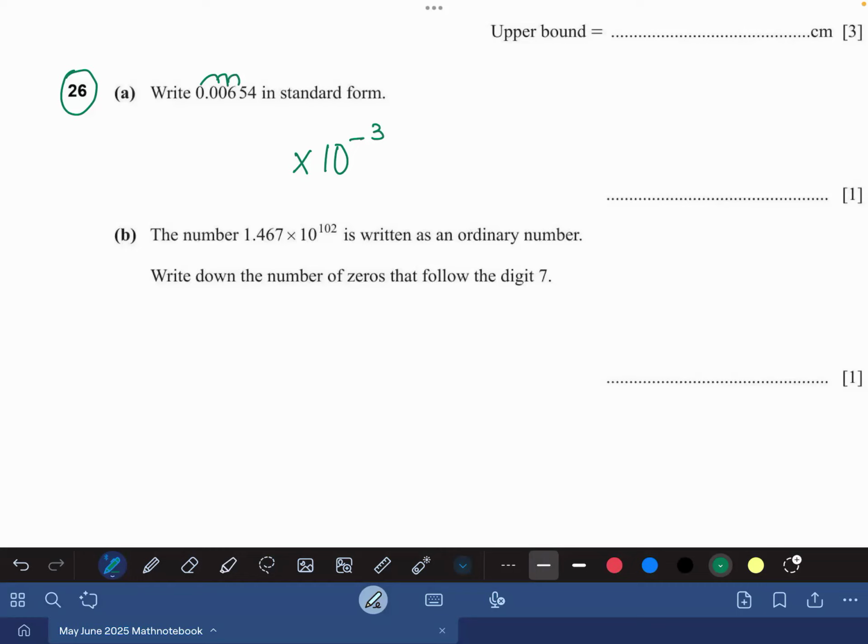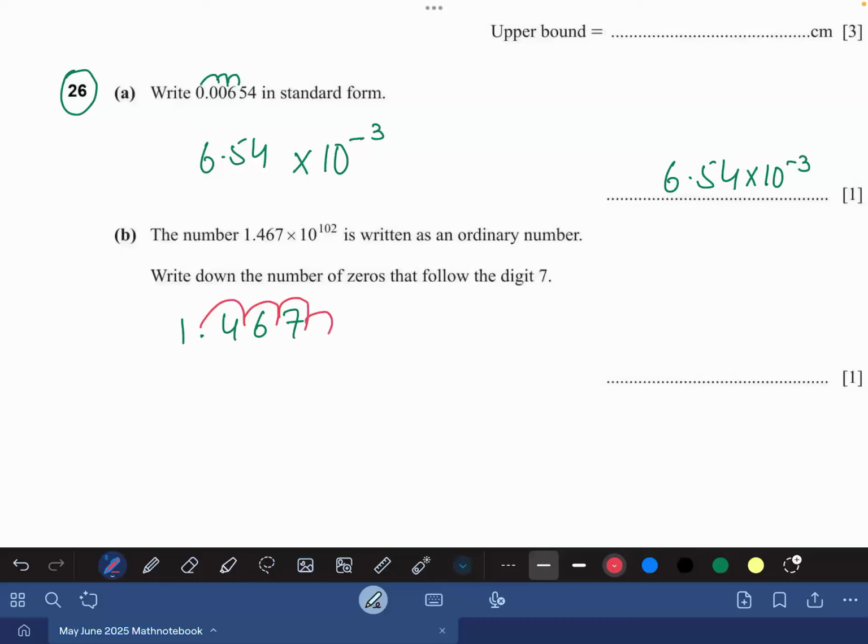So you took 3 jumps, so it would be 6.54, multiplied by 10 power minus 3. The number 1.467 multiplied by 1 or 2 is written in the ordinary form. Write down the number of zeros that follow the digit 7. Beta, we know that 1.467 after 1 or 2 jumps towards right. So Abdullah, I have taken 1, 2, 3 jumps.